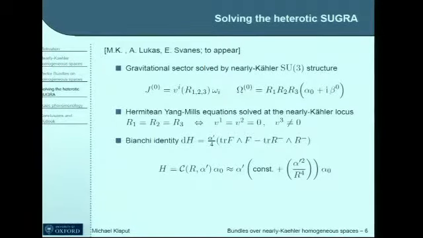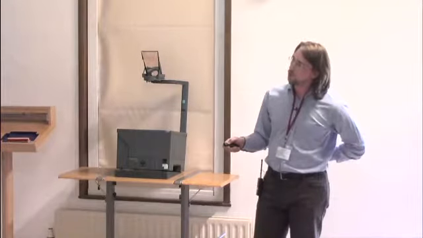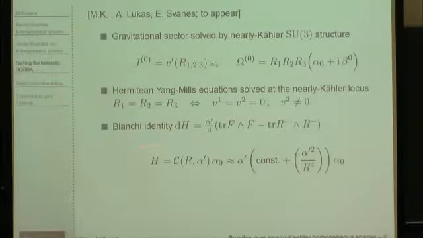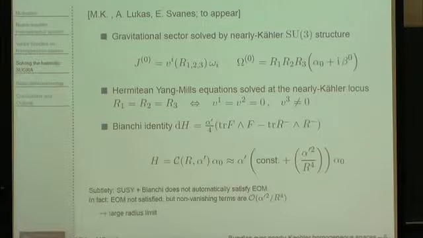So you see that if you Taylor expand this in the parameter alpha prime squared over R to the fourth, so something like a large volume expansion, then you see that this will turn out to be simply, so the flux H will be simply alpha prime times some constant. Of course, this constant will depend on the integers which define the bundle. However, now there's a small subtlety.